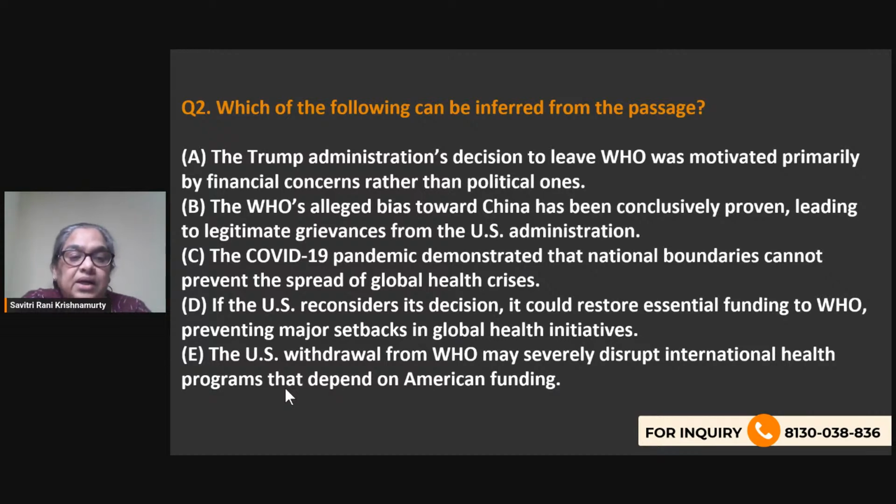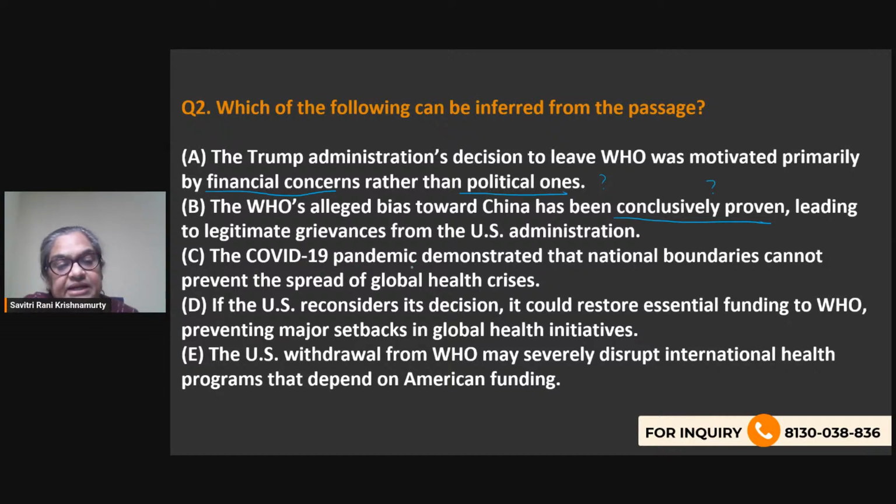Okay, the Trump administration's decision to leave WHO was motivated primarily by financial concerns rather than political ones. As the author said, what were the reasons and which one is more important? The WHO's alleged bias towards China has been conclusively proven.